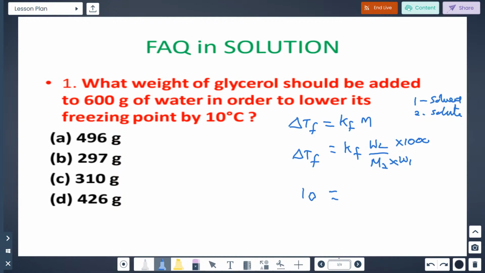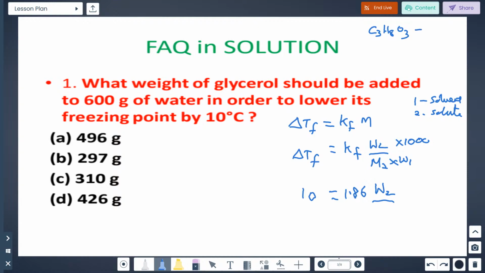Its value is not given in the sum, but it's a known value. They will give Kf. W2, I told you, is the solute. What weight of glycerol? That's the solute, and that only we have to find out. That is the unknown quantity, keep as it is. M2 is nothing but the molecular mass of glycerol. The molecular formula is C3H8O3. This is given in the sum. You know that carbon is 12, hydrogen is 1, oxygen is 16. If you multiply all this, we get the value.